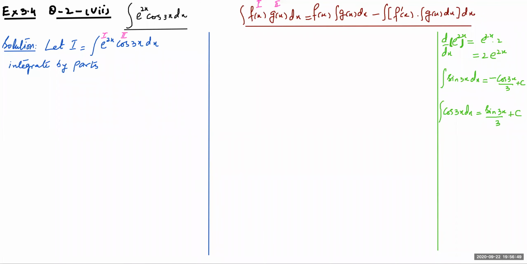Bismillahirrahmanirrahim. Exercise 3.4, question number 2, part 7. Integral e to x cos 3x dx.